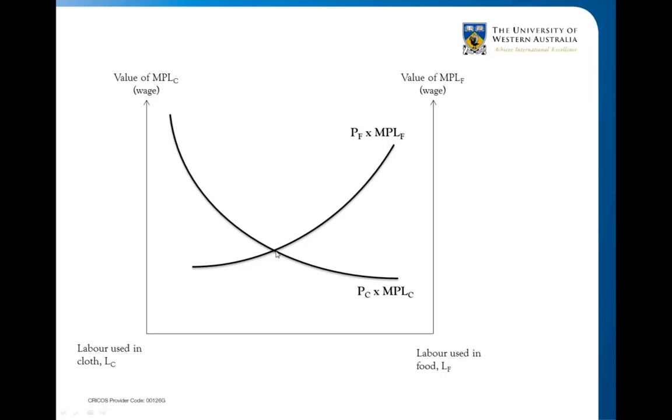The intersection of these, in terms of labour in the two sectors, is going to be the equilibrium wage. That's where the price of cloth multiplied by the marginal product of labour in cloth is equal to the price of food multiplied by the marginal product of labour for food, which is equal to the wage. At this point, we're going to be using this much labour in cloth and this much labour in the production of food.